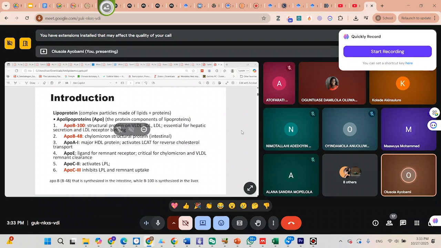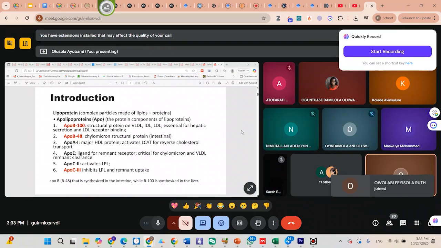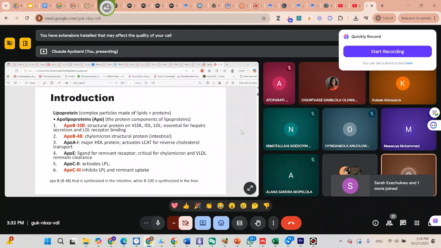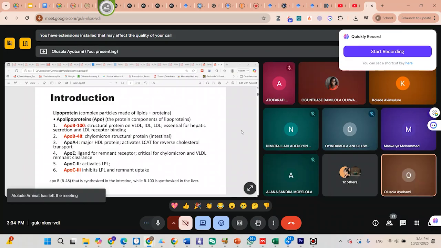Okay, I think we stopped here, and we have established that the lipoprotein has the protein part and it also has the lipid part. These are the protein part of the lipoprotein, and we call them apolipoproteins. The ones marked in red, we said they are not good. Then the ones marked in black or the dark ones are good.